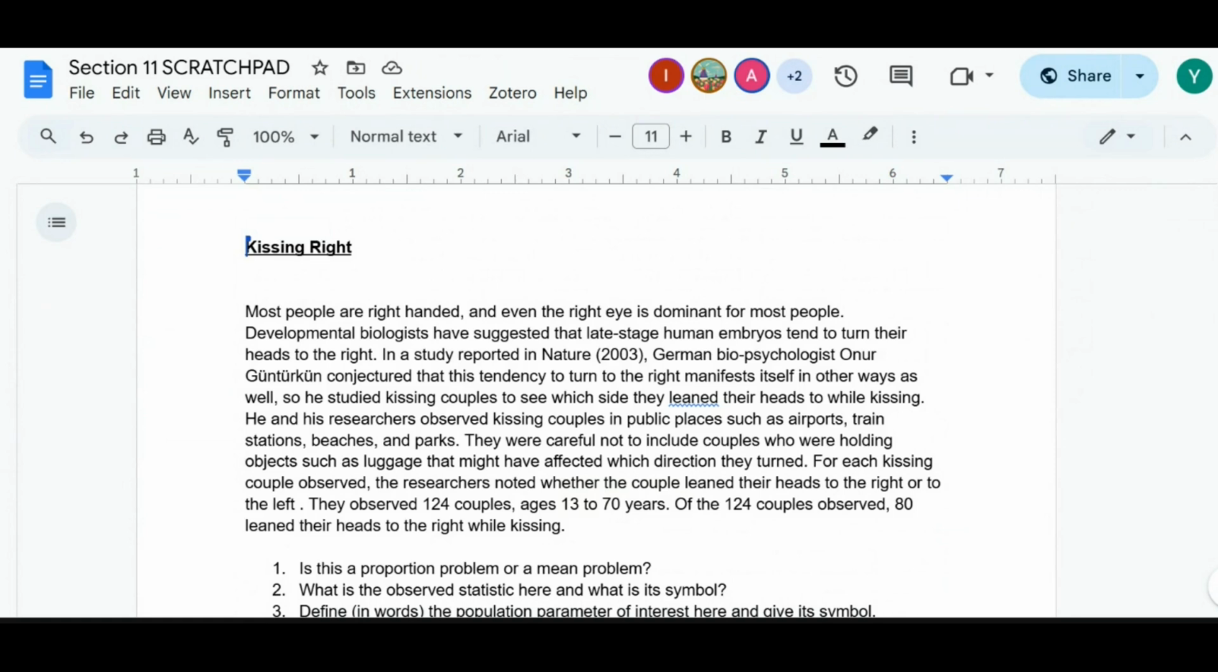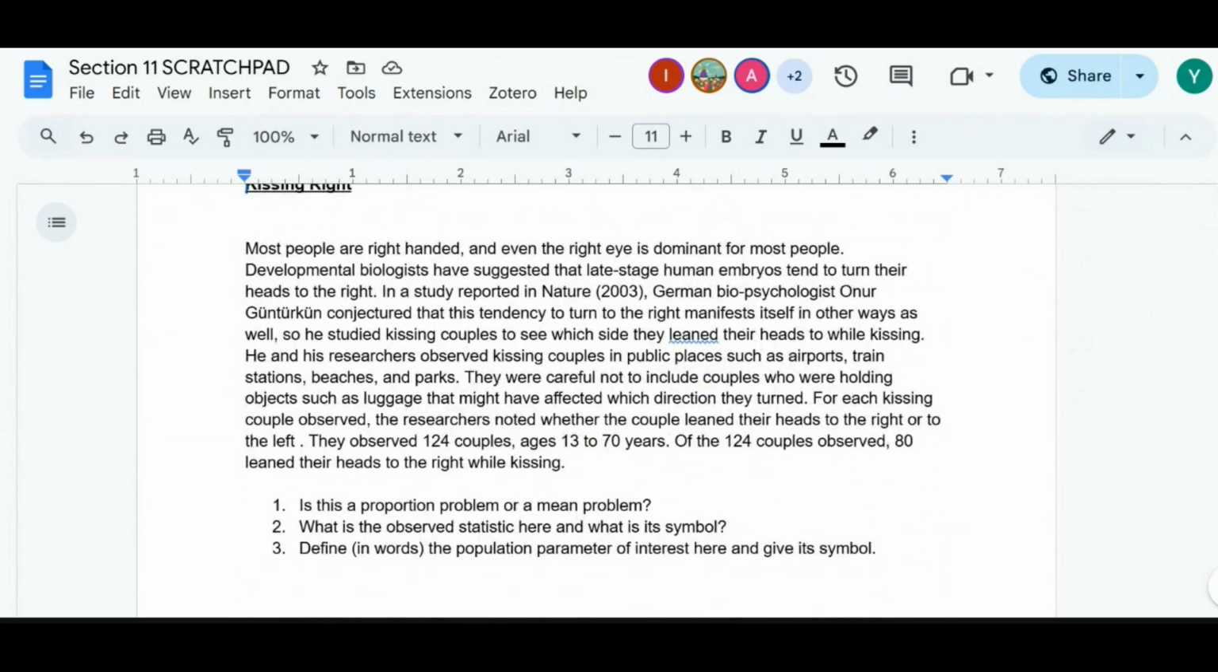All right. So with all that out of the way, can you tell me if this is a proportion problem or a mean problem? Is it obvious? What are we looking at? Proportion. How can you tell? Is it right or left? That's right. It depends on what you are measuring. You wanted to measure whether people lean right or left. It's binary. That makes it a proportion problem. Are you seeing that clearer now?